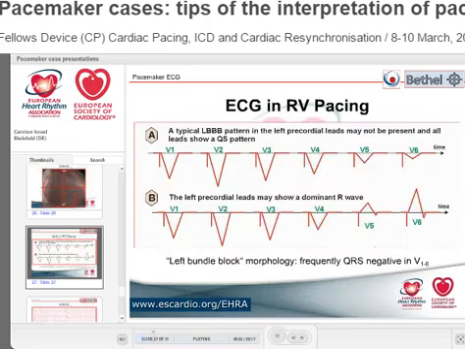Again, in ECG with RV pacing, frequently you have an S in all of V1 to V6. Sometimes you have an R wave in V6, depending on where you put the lead. This is all called left bundle block morphology, just because of V1.